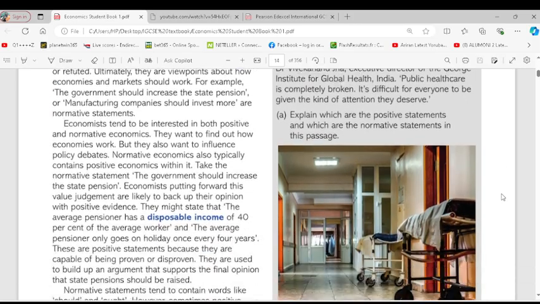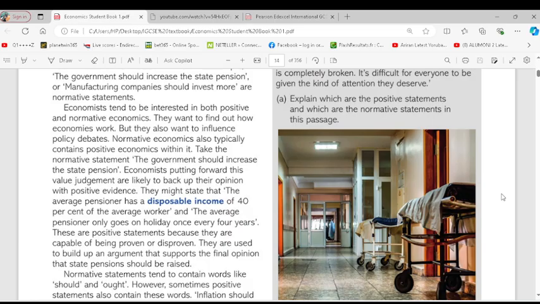Mm-hmm. So they said economists tend to be interested in both positive and normative economics. They want to find out how economies work, but they also want to influence policy debates. Normative economics also typically contains positive economics within it. Take the normative statement: the government should increase the state pension. Economists putting forward these value judgments are likely to back up their opinion with positive evidence. They might state that the average pensioner has a disposable income of 40%.